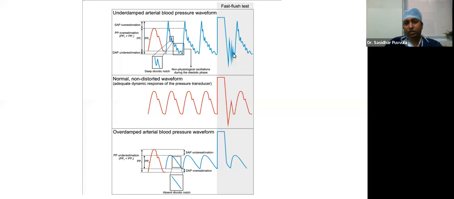If there are more than 2 oscillations, it is underdamped arterial pressure. And if there are no oscillations at all, it is overdamped. It is an overdamped arterial waveform. So what you do when you have an overdamped system, it is always better to flush the system once, just to check whether there are any kinks, whether there are any air bubbles, whether there are clots in the tubing system, and correct them accordingly.